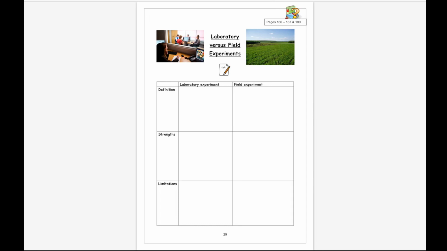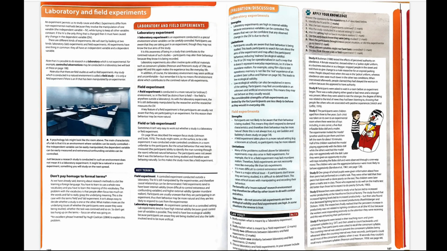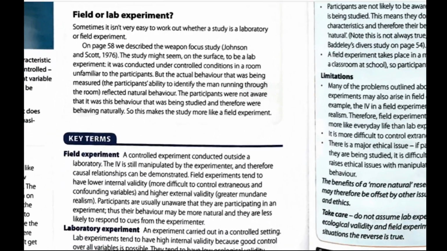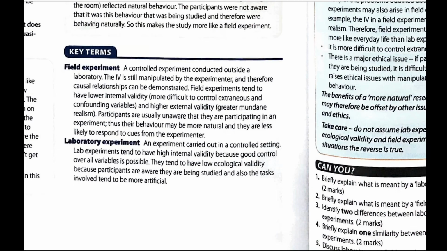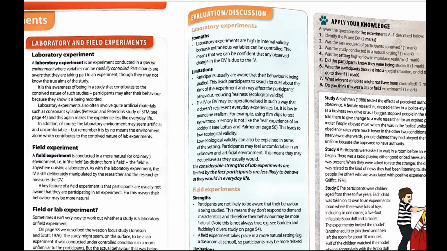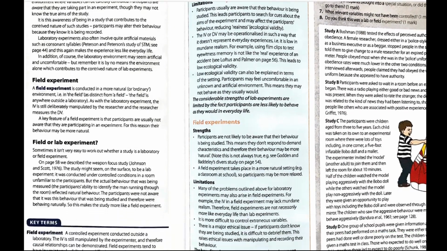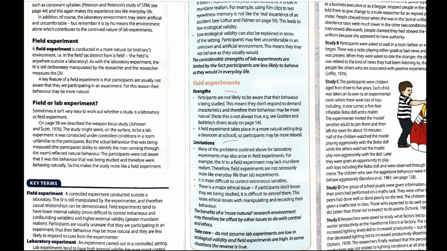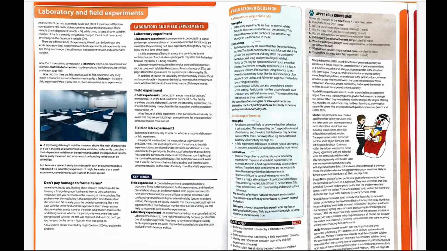But make sure that you've got a thorough definition of a lab experiment and a field experiment, and you've also mentioned their strengths and their weaknesses in your notes as well. And I'll show you where you can find these in the research methods textbook. You would go to where it's got key terms, with very thorough and detailed definitions for field experiments and lab experiments. And on page 187, you have the strengths and the limitations for lab experiments and also the same for field experiments.